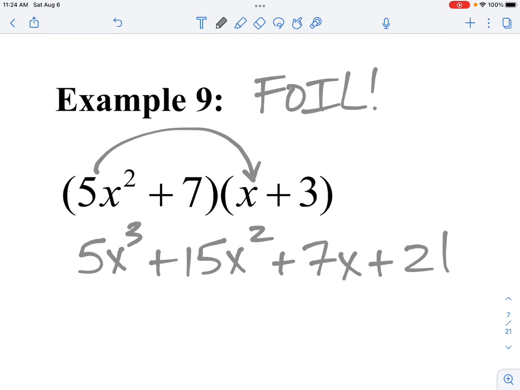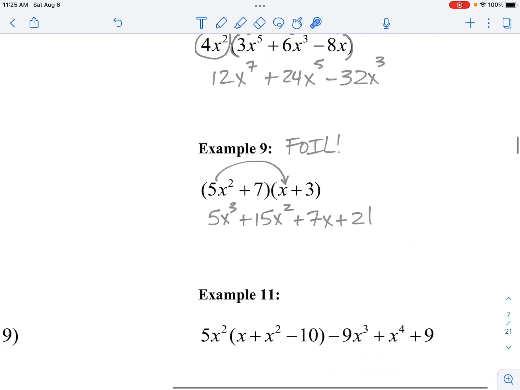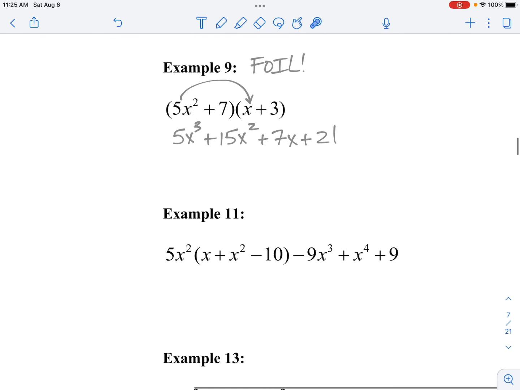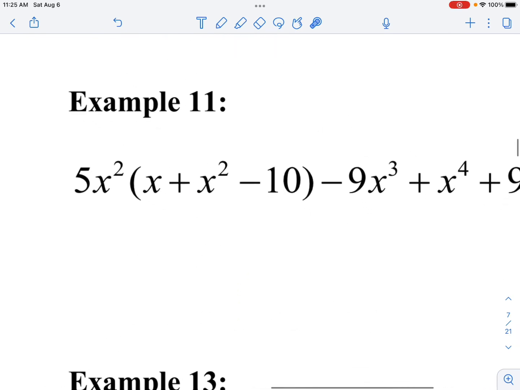Quick scan, this is x to the third, this is x squared, this is x, and this is 21. There's nothing else there that I can combine, so I'm finished. I'm going to try one more example, and then we'll be finished.